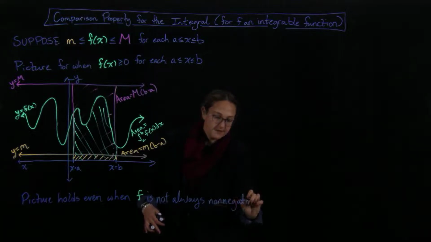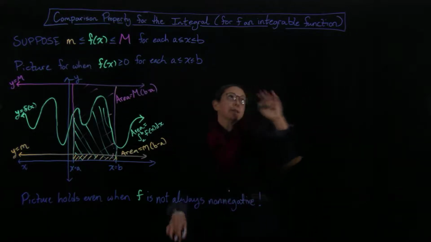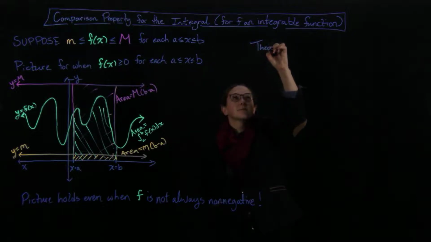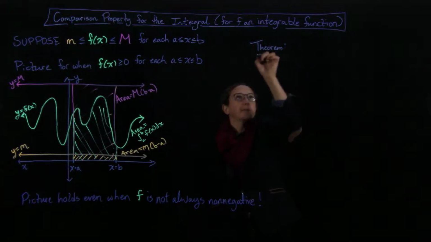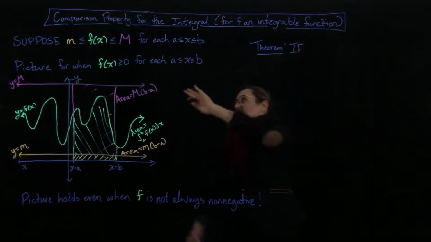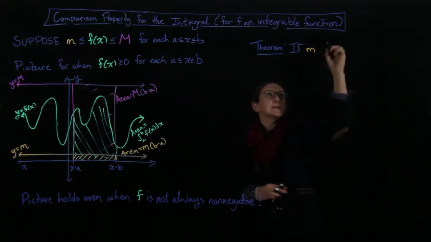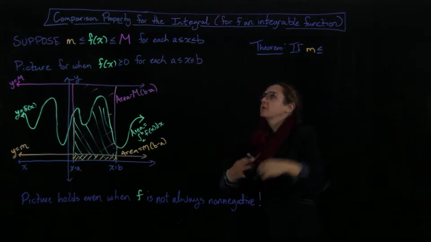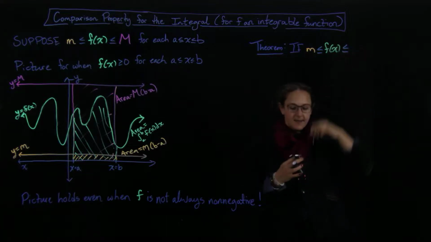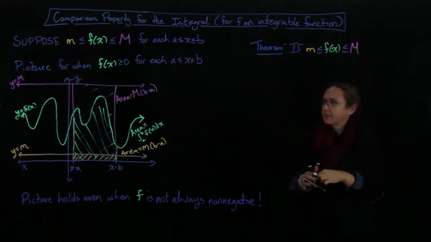Right, when it sometimes has negative values, okay? Or maybe even always does. It doesn't matter. So this is the theorem. The theorem is going to say that if we're in this setup where we have that always little m is less than or equal to our f of x, which is less than or equal to our big M, right? So this happens on that interval, just like we have over there.